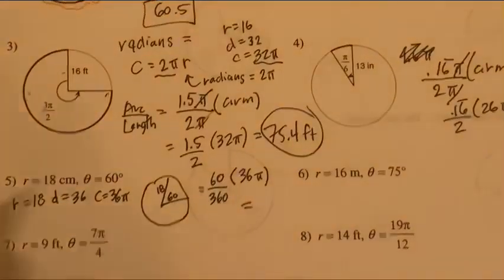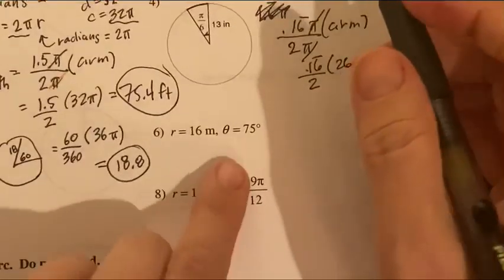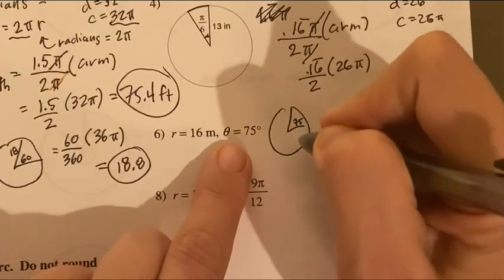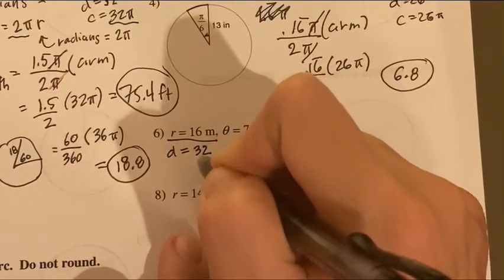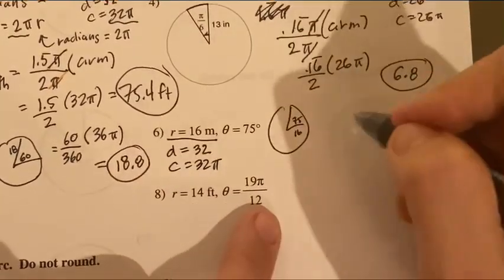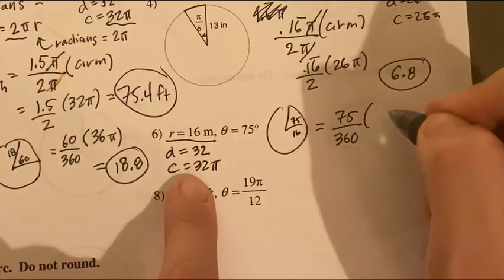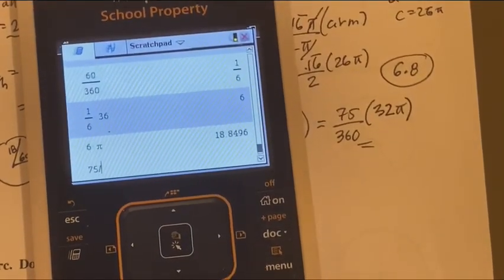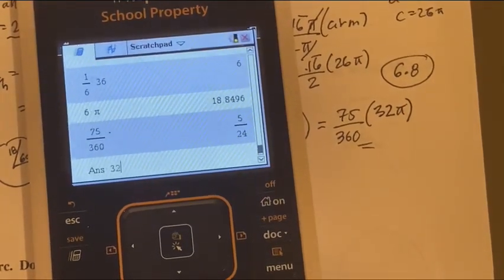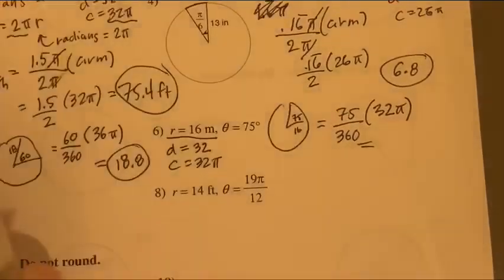All right, so I got 18.8. Let's try another one. I've got 75 degrees, radius 16. So if the radius is 16, diameter is 32, and circumference is 32 pi. So 75 over 360 times the circumference, which is 32 pi. Let's type that in. 75 divided by 360, enter, times 32, enter, times pi, enter. 20.4.